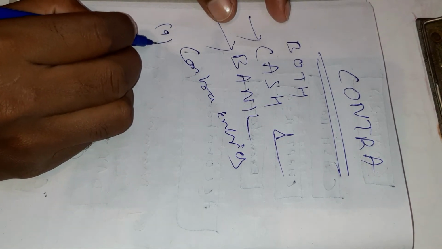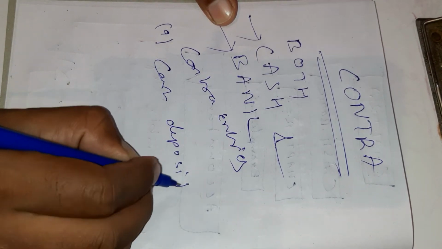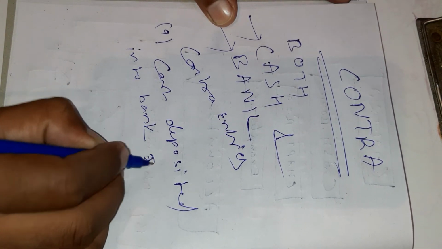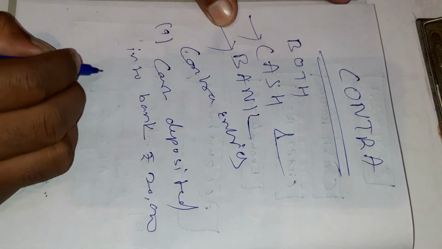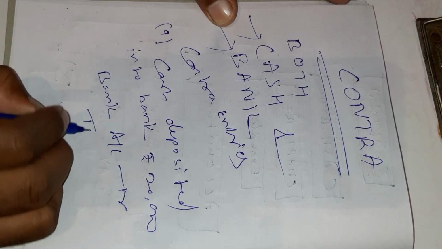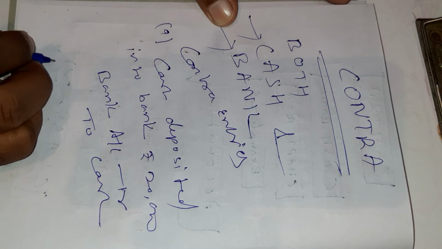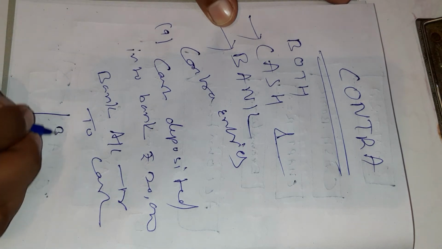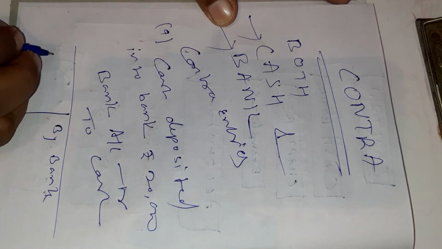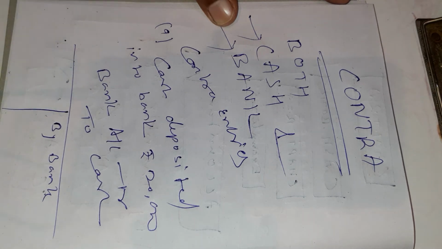What is contra? Cash deposited into the bank, rupees 20,000. What is the entry? Bank account debit to cash. In the cash column you will write by bank. Okay, and here you will write by bank.